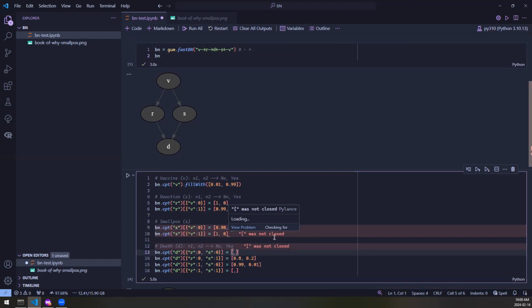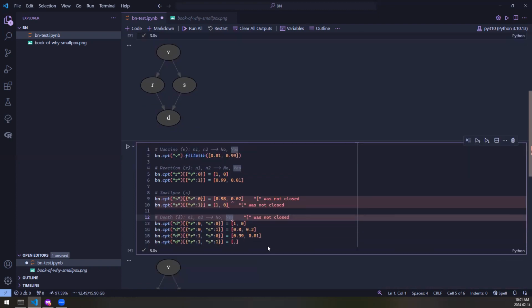Like, for example, death, if the child didn't have any reaction and neither is smallpox, well, the child's not gonna die, right? So we can fill that. It's kind of implicit over there, okay? And here it's a very interesting case where we consider the situation where the child had reaction. So obviously he or she took the vaccine and they had smallpox. Okay. So what is the probabilities of that?